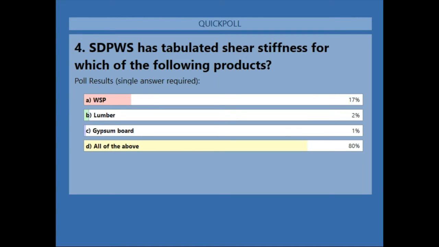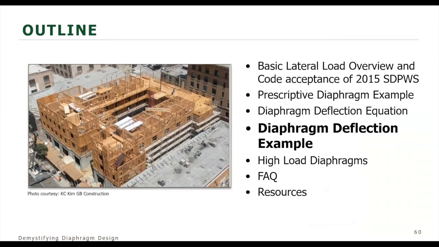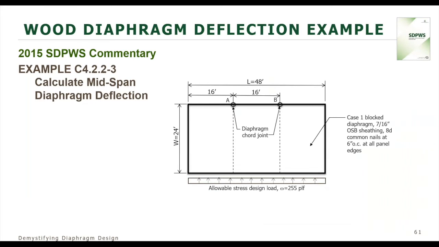Okay, now we're going to get into a step-by-step design example to dive even deeper and get some explanation on the actual equation. This example is actually in our commentary in the 2015 Wind and Seismic provisions, and it's example C4.2.2-3.